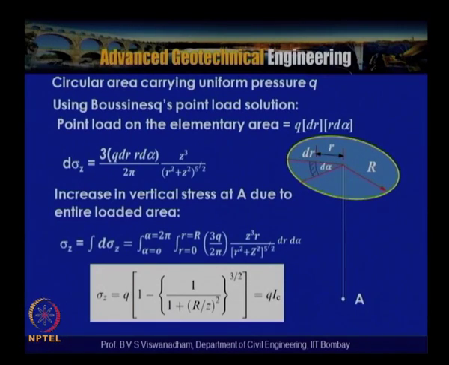That means if you have R1 and R2, where R2 is greater than R1, then R2 minus R1 is the breadth of the ring, over which the loading happens with uniform intensity q. Using Boussinesq's point load solution, this can be reduced. For example, in this slide we have a circular loaded area, and we are calculating the increase in vertical stress below the center of the circular area, subjected to uniform load intensity.